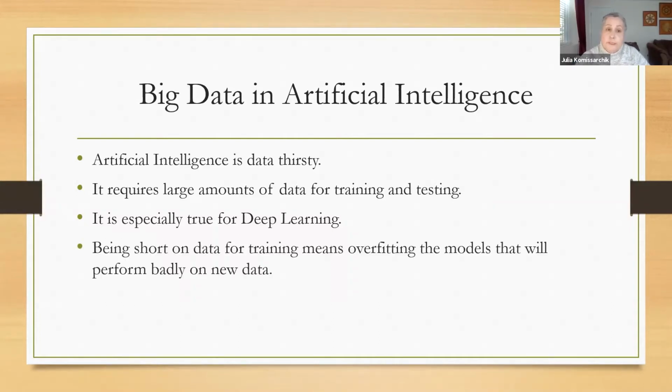And being short on data, and I think lots of us went through this experience, it means that the models will be overfitted, which means that if they're too closely trained on a particular data set, and if it's presented with a new data set, the system will perform badly.